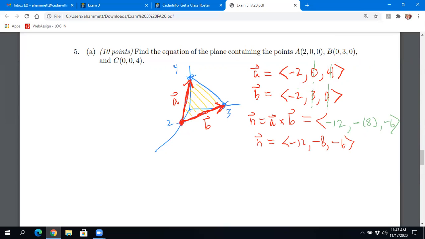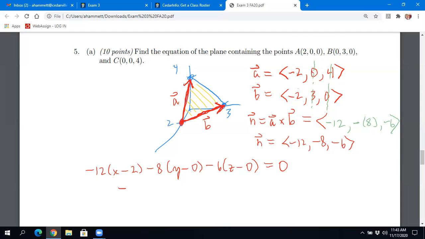So then what you do is you say -12 times x minus something, minus 8 times y minus something, minus 6 times z minus something equals 0, where those somethings are an x, y, and z coordinate of a point on the plane. Well, you could pick any point you want, but an obvious one is the point (2, 0, 0), I guess, yeah? So you could put (2, 0, 0) in here. And you could simplify this if you want.